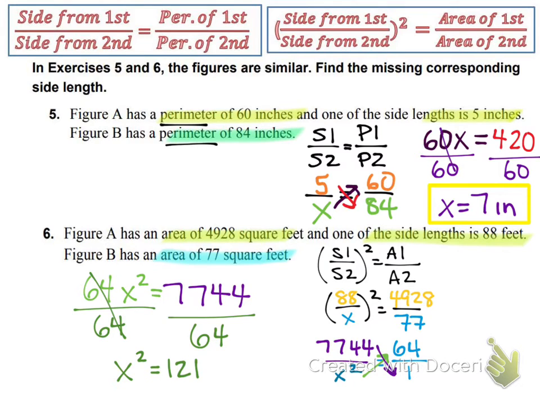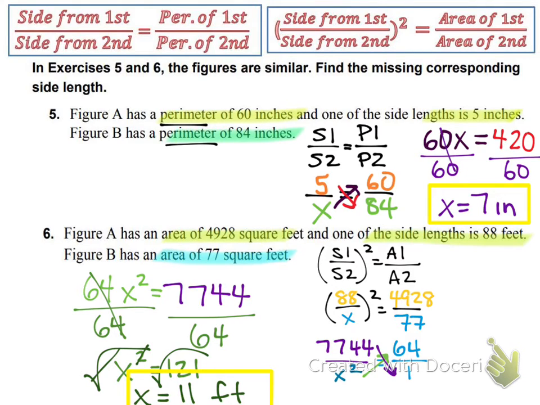121. So if x squared equals 121, we want to get rid of the squared. We have to do the opposite. So what's the opposite of squaring? Square rooting. So we're going to do the square root on both sides. This cancels out the square. So what is the square root of 121? 11. And it would be feet. Perfect. So that's the end of 8.1.